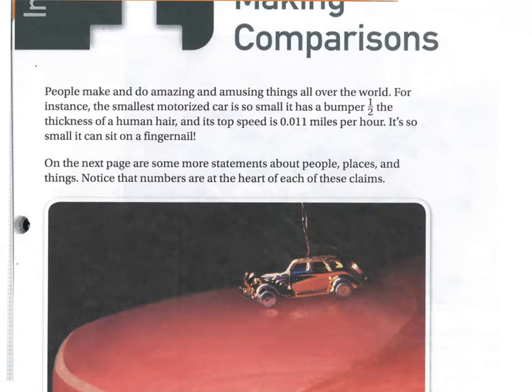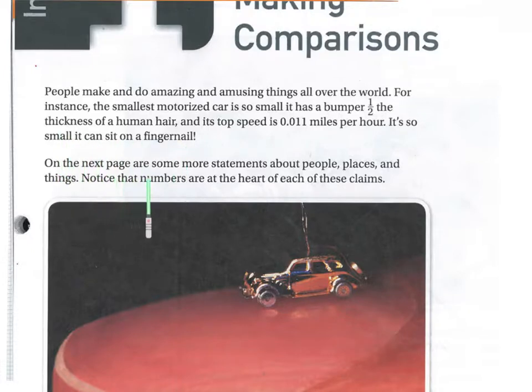Unit 2. Unit 2 is called Comparing Bits and Pieces. And in Unit 2, we'll start off by making comparisons. People make and do amazing and amusing things all over the world. For instance, the smallest motorized car is so small, it has a bumper 1/2 the thickness of a human hair, and its top speed is 0.001 miles per hour. It is so small it can sit on a fingernail.